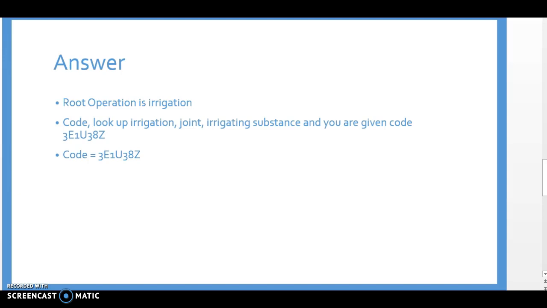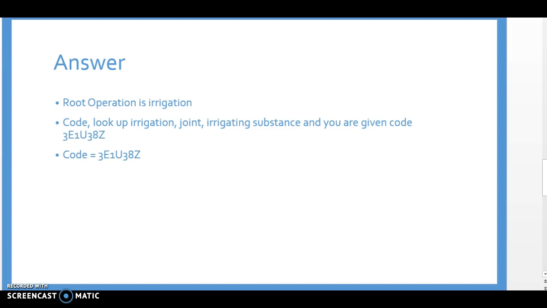So hopefully you guys identified irrigation as the root operation. So again, you're going to open up your ICD-10-PCS codebook. At the very front where the alphabetical index is, we're going to look up irrigation. From there, you're going to go to joint, and then irrigating substance, and we're giving all 7 characters of our code right there in the index. So you will see code 3E1U3AZ in the ICD-10-PCS index under irrigation, joint, irrigating substance.